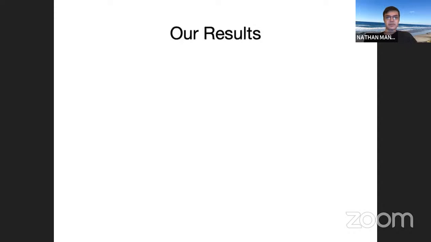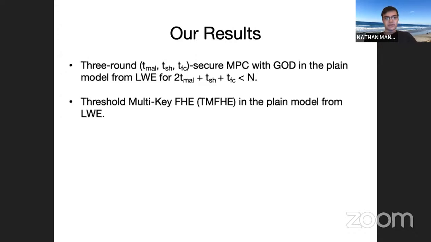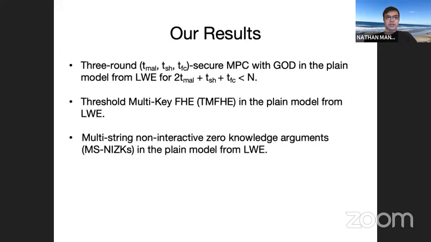Okay, so what did we show? We gave a 3-round MPC protocol with guaranteed output delivery in the plain model from learning with errors for all thresholds for which guaranteed output delivery is possible. And to do this, we used two tools. We introduced a new primitive that we call threshold multi-key FHE, and we built it in the plain model from LWE. And we also built multi-string NIZK in the plain model from LWE.